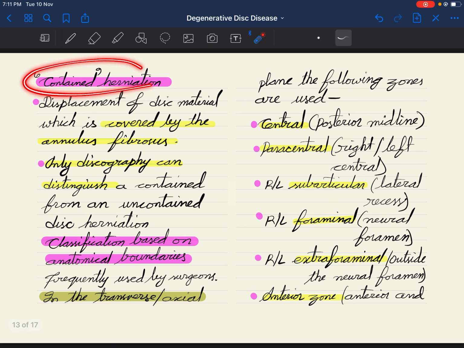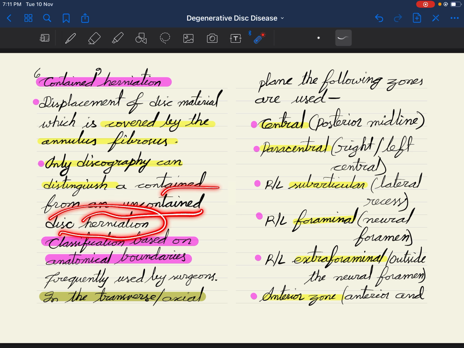What is contained herniation? Displacement of disc material which is covered by the annulus fibrosus, and that is why it is called contained herniation. Only discography can distinguish a contained from an uncontained disc herniation. So we can classify anatomically. Disc herniation can be classified anatomically, and this is frequently used by surgeons.